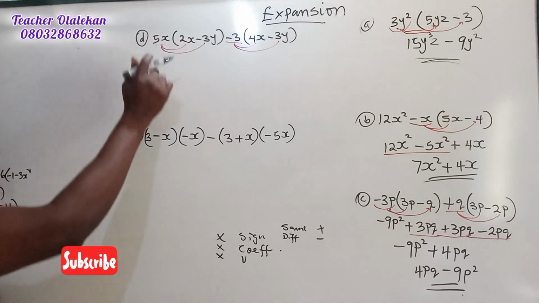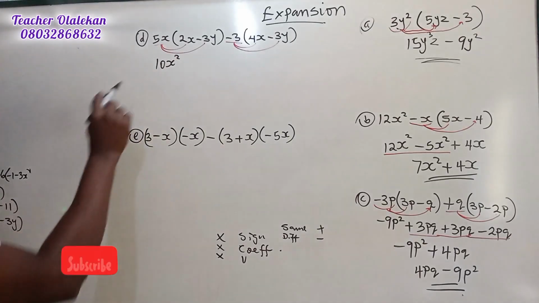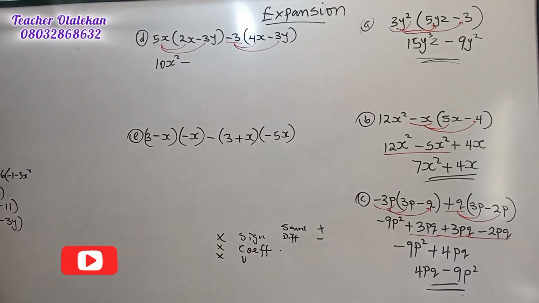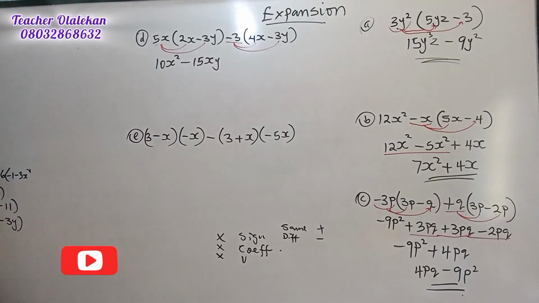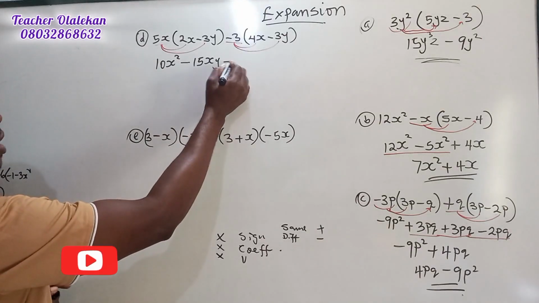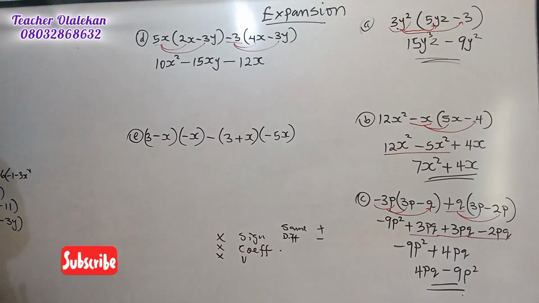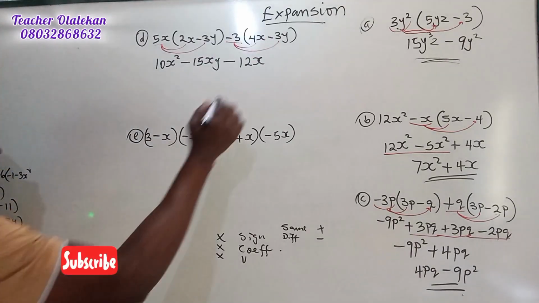So 5x times 2x will be what? 10x squared, right? Good. Positive, negative, that's negative. Now 5x times 3y, 15xy. So do not forget xy. And the next one? Negative 3 times positive 4 will be what? Negative. So that is 12x, right? And this will be what? Plus what?